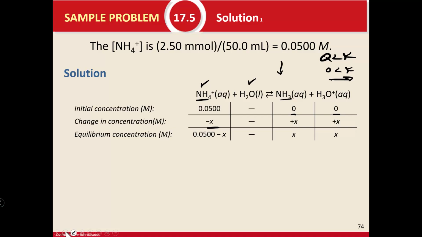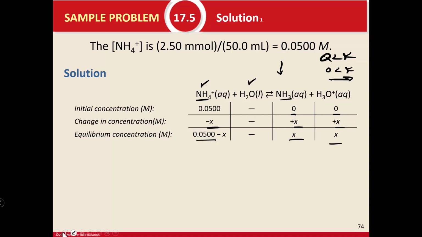We're going to lose X amount of the ammonium ion. We're going to gain X amount of the ammonia and X amount of the hydronium ion. So our equilibrium values are this. We're going to plug this into an equation. And here's the question before I flip to the next slide. Do I need a Ka or a Kb?